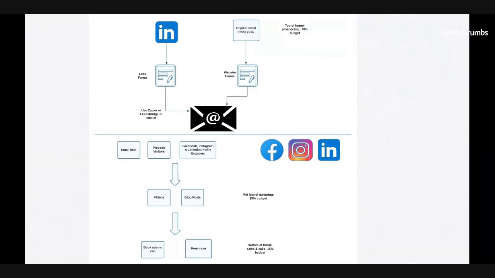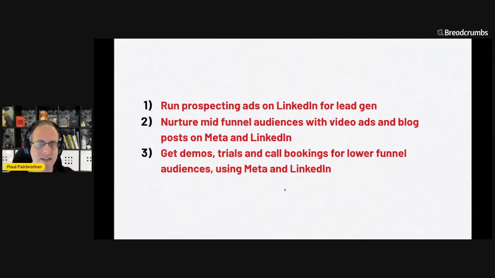And then of course, at the bottom of the funnel, that's where we remarket yet again, getting people to book a demo call, take out a trial, or get a freemium version of your product, however it is. So though there are lots of icons here, it's just really simple, 3 steps. Run some prospecting ads for LinkedIn lead gen, nurture them with video ads and blog posts on Meta and LinkedIn, and then get your demos and trials lower in the funnel.